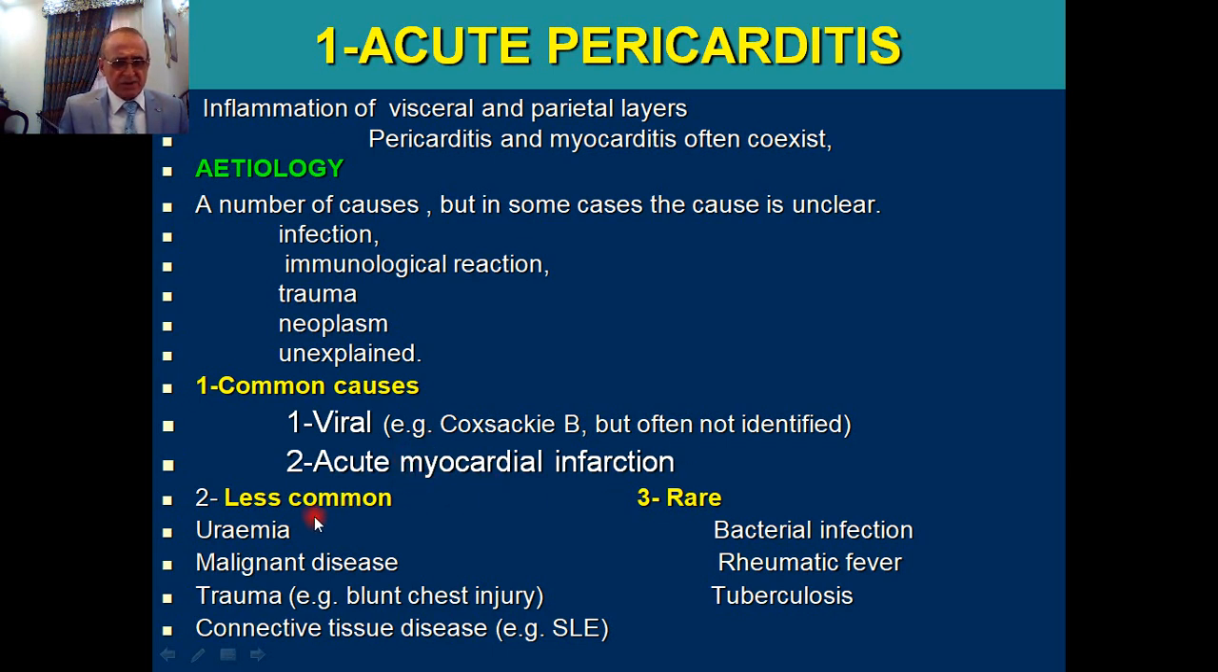Less common causes, this according to UK studies, United Kingdom. Uremia is a cause of pericarditis, it's actually rather common. Malignant disease, trauma, and connective tissue disease, bacterial infection, these are the rarest. Rheumatic fever, but tuberculosis in our country is not rare.